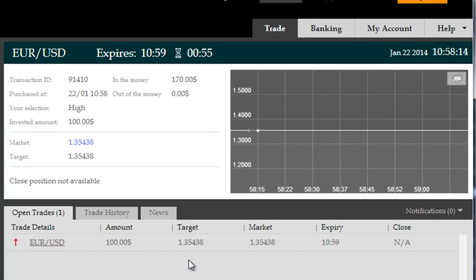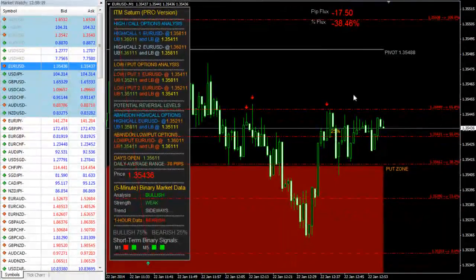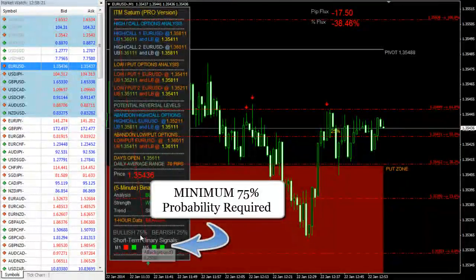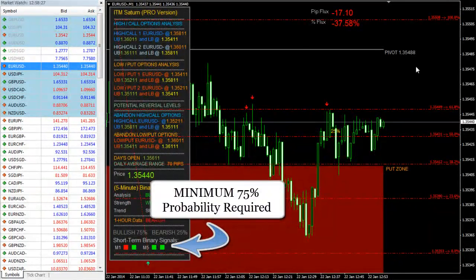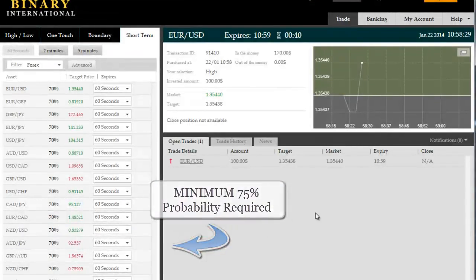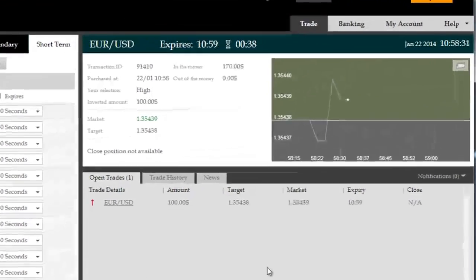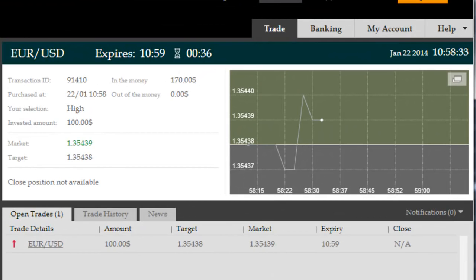We're going to be trading on the time frame with high probability signals only, so 75% and above probability as indicated by these signals here. 3 green boxes indicates 25% each, currently bullish 75%, bearish 25%, indicating high probability 60-second time frame trades possible. So this first trade is in the money.